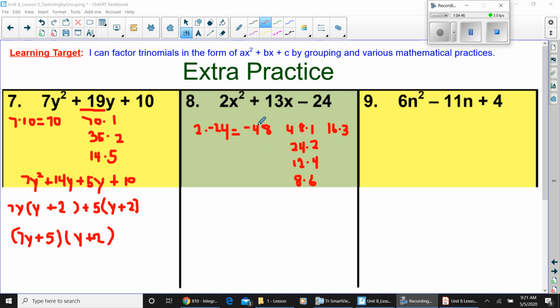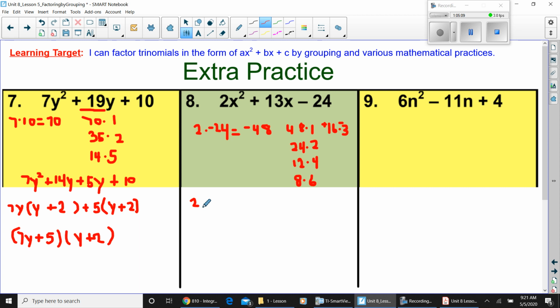All right, this one had a little trouble finding the factors. So negative 48, then I started listing, and then I realized something is missing here: 16 and 3. That is what would make 13, and it would be a positive 16 and a negative 3 to multiply to a negative 48 and to add to a positive 13.